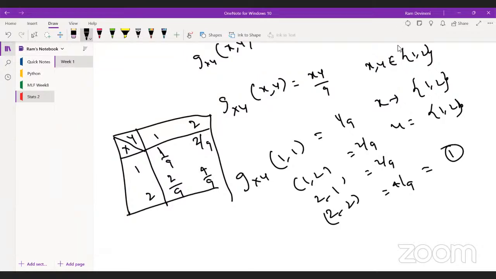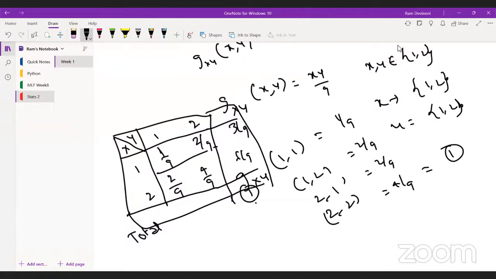Okay, and then what is our main rule for this joint distribution to be valid? The sum should be equal to 1. Okay, this is going to be equal to 3 by 9. This is going to be equal to 6 by 9. The sum is going to be 9 by 9, which is 1. Okay, total is okay.